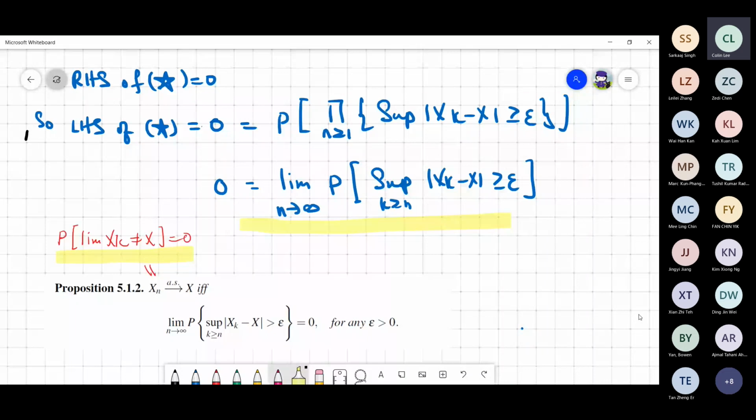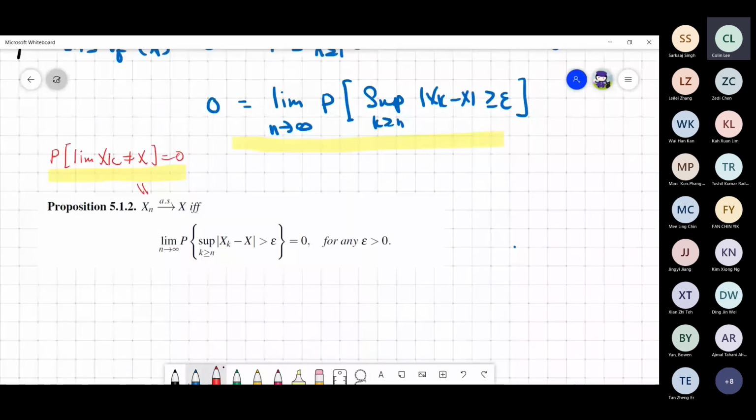So that's why we have proved this implies this. Okay, so this is how we can prove this. Okay, so the second part. Now we assume the left hand side, the right hand side is correct. So we assume this is true.